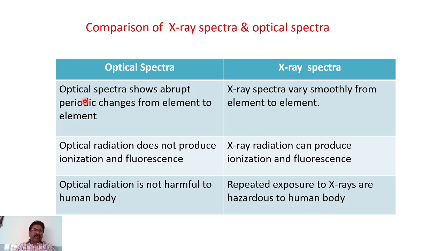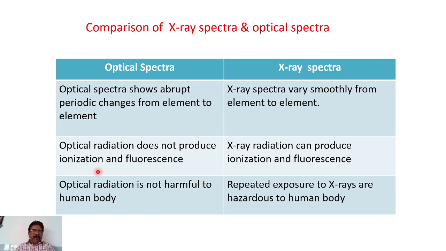The next point you can just consider, that is the optical spectra shows abrupt periodic changes from element to element because the outermost electron is responsible here, and the atomic number, even though it is changing in a periodic table sequentially, these changes are actually taking place depending on the different energy levels. Whereas X-ray spectra vary very smoothly from element to element. So inner shell electrons, their binding energies vary very smoothly with respect to the periodic table variation, atomic number variation. So therefore X-ray spectra vary smoothly from element to element.